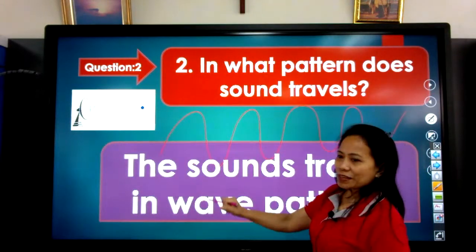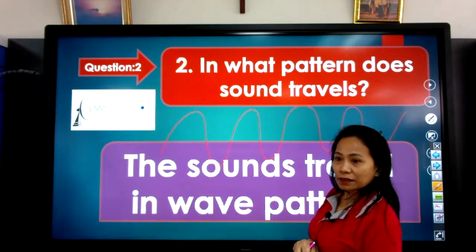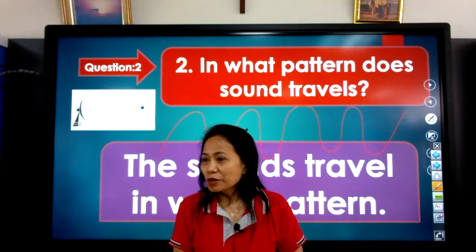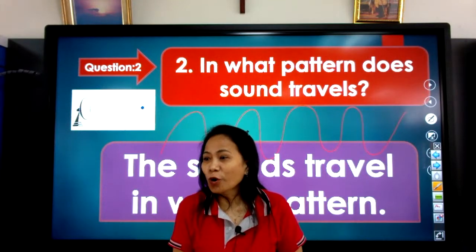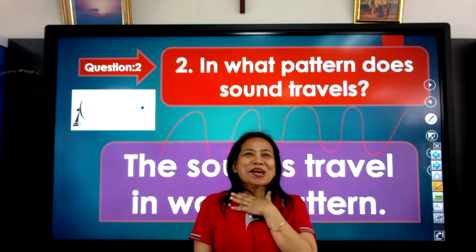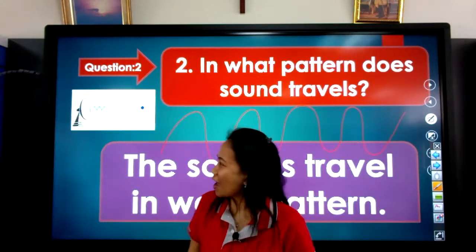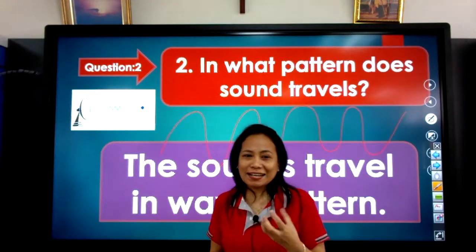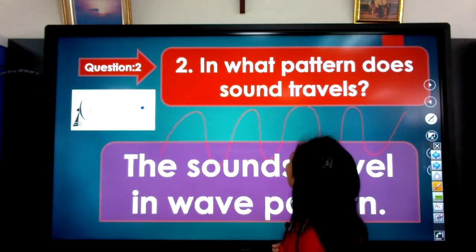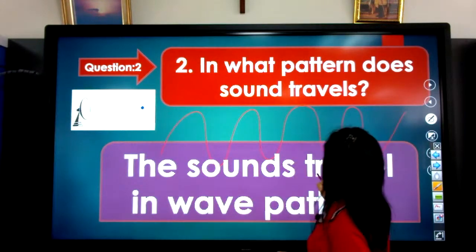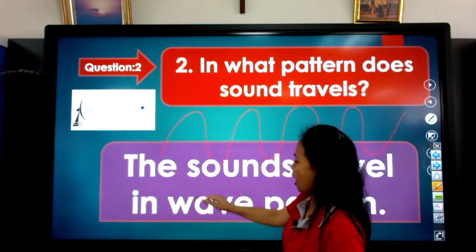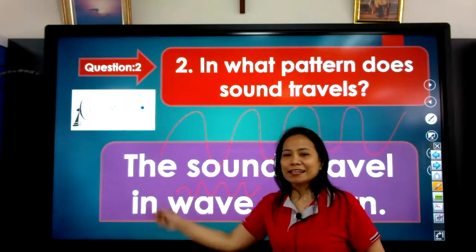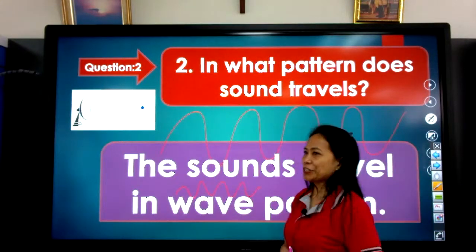Okay, Meow FF was the first student who answered the correct answer. Meow FF, you answered question number 2. I'm sorry because I cannot pronounce your name correctly. So sound travels in a wave pattern, not in a straight line. It is in a wave pattern.